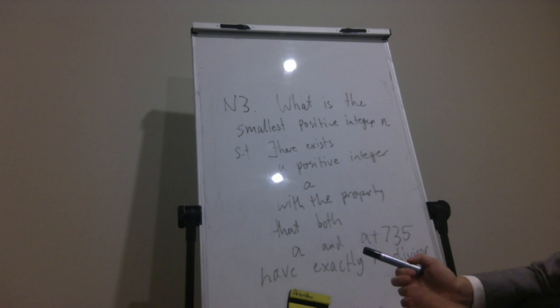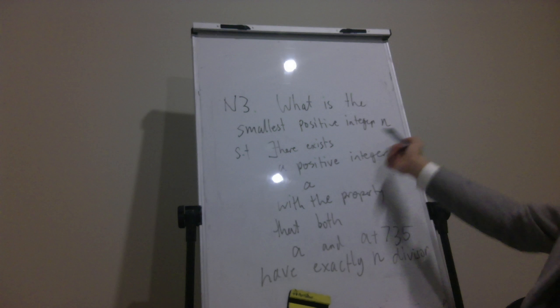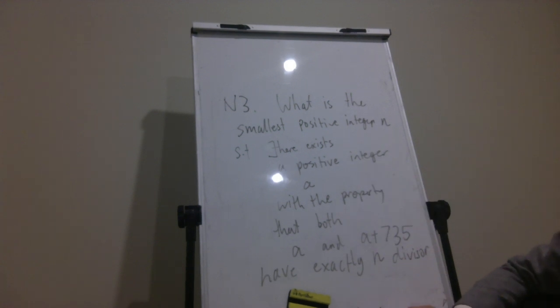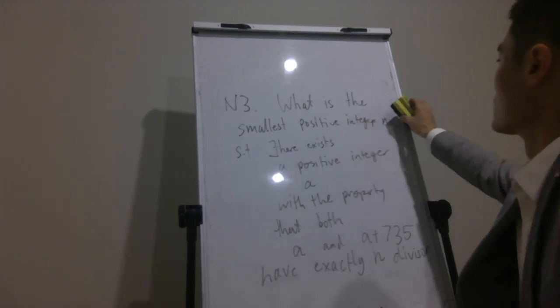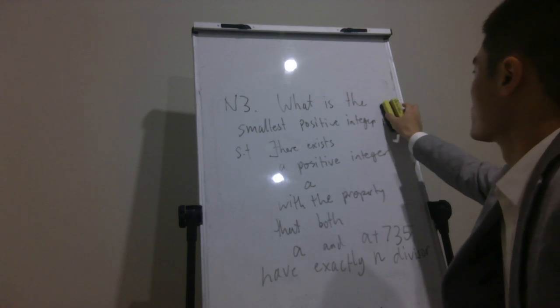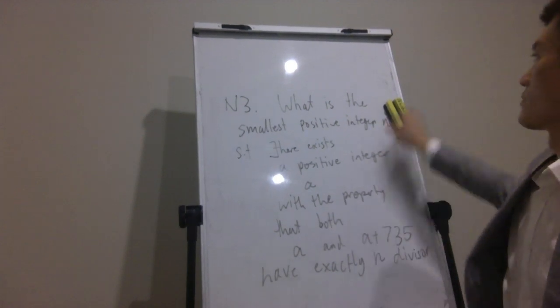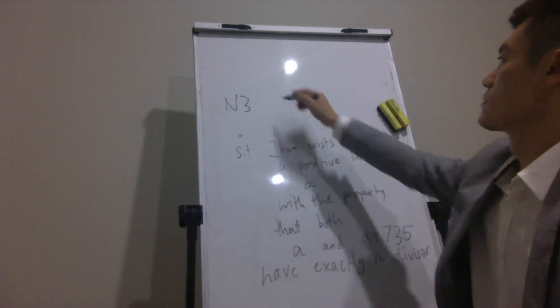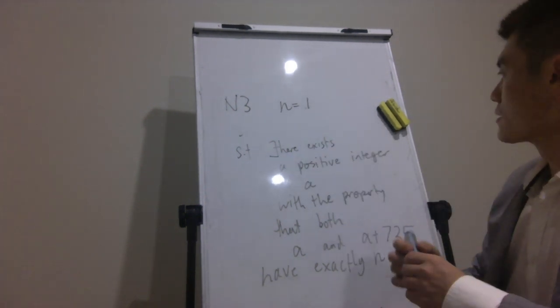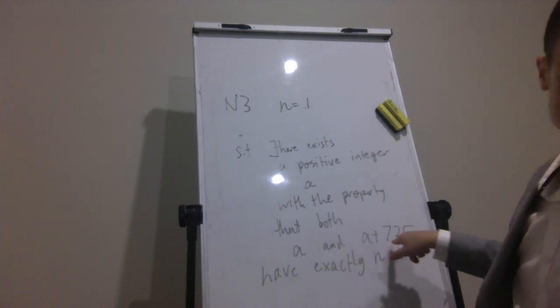But understanding the problem, the first step, is going to be pretty much the same in a lot of cases, right? Look for small values of n to see what it means in a very specific and concrete situation. So what if n was 1? 1 is obviously the smallest positive integer. So if n was 1, it would definitely satisfy that, right? There would have to exist an a that has one divisor, and a plus 735 has one divisor.